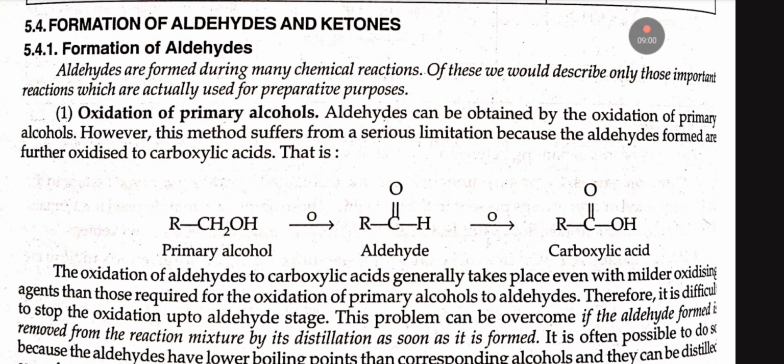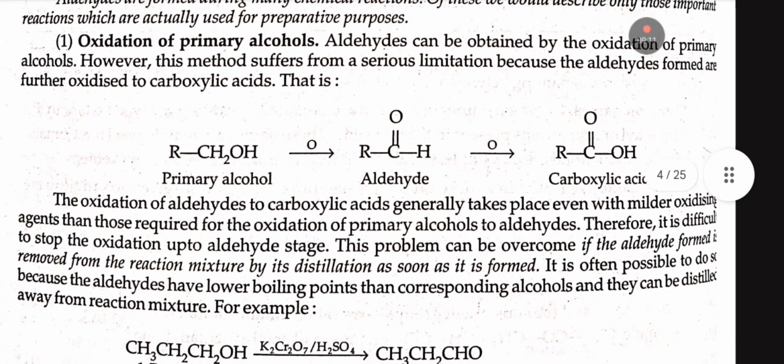First is oxidation of primary alcohol. Aldehydes can be obtained by the oxidation of primary alcohols. However, this method suffers from a serious limitation because the aldehyde formed undergoes further oxidation to carboxylic acid. That is, primary alcohol will give aldehyde on oxidation, which further gives carboxylic acid on oxidation. The oxidation of aldehyde to carboxylic acid generally takes place even with milder oxidizing agents than those required for the oxidation of primary alcohol to aldehyde. Therefore, it is difficult to stop the oxidation at the aldehyde stage.